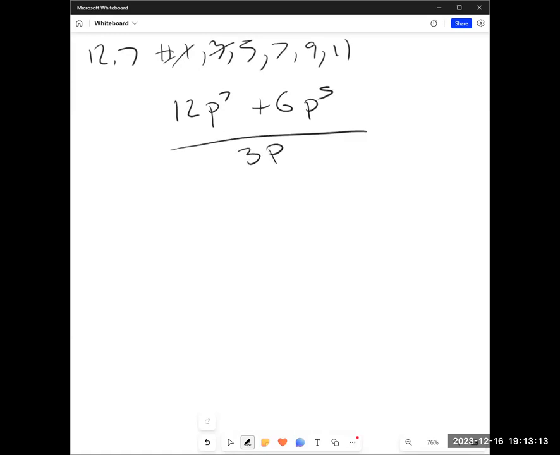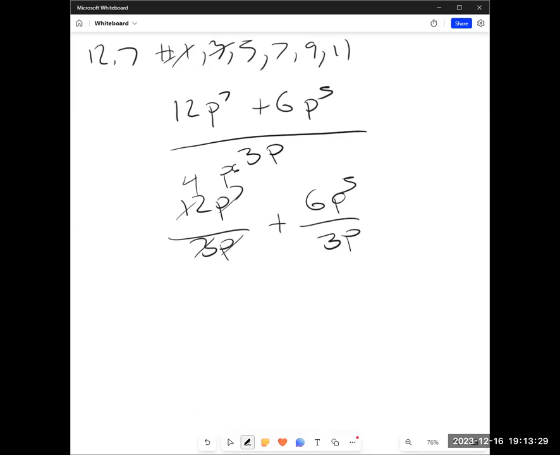All right. So this is 12p to the 7th plus 6p to the 5th over 3p, which is going to be 12p to the 7th over 3p plus 6p to the 5th over 3p. 3 goes into 12 4 times. Take 1p away and be left with p to the 6th. 3 goes into 6 2 times. Take 1p away and be left with p to the 4th. This is 4p to the 6th plus 2p to the 4th.